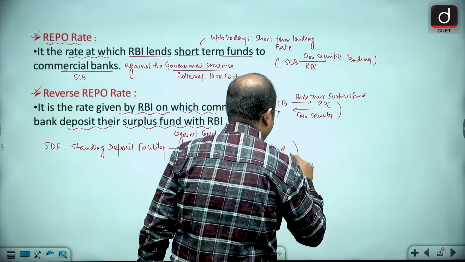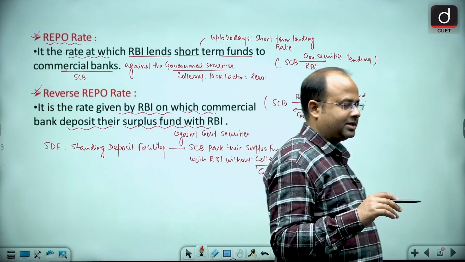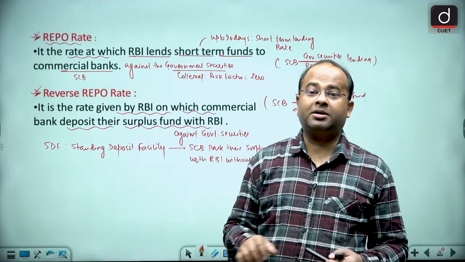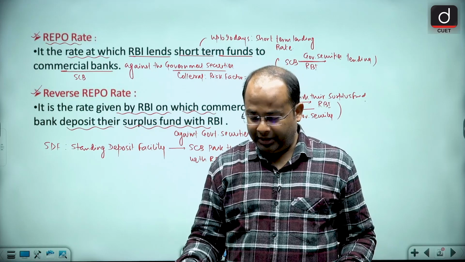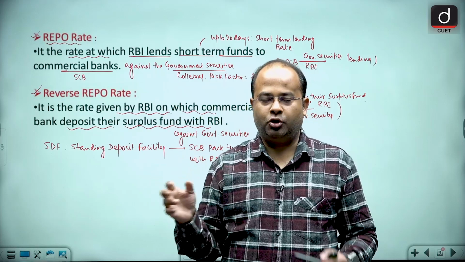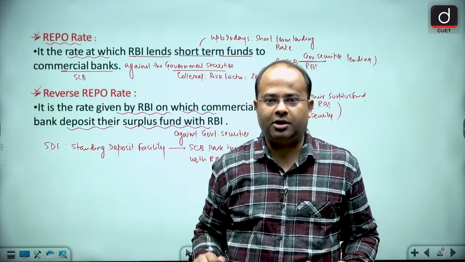Now see what happens in SDF, that is standing deposit facility. Here the scheduled commercial bank parks surplus fund with RBI, but RBI says that in SDF I will not give you government security. I will not give government security to the scheduled commercial bank as a collateral.